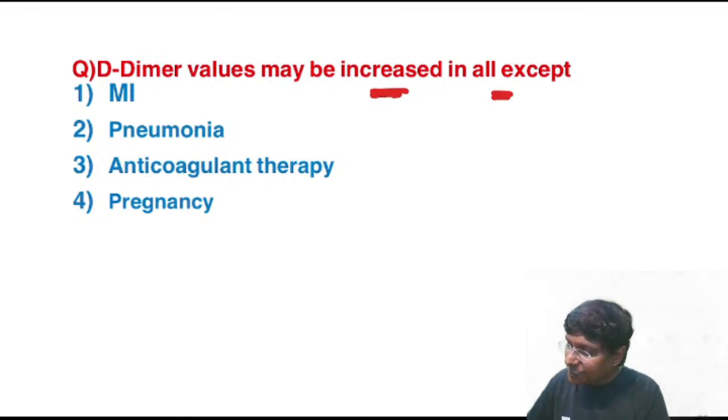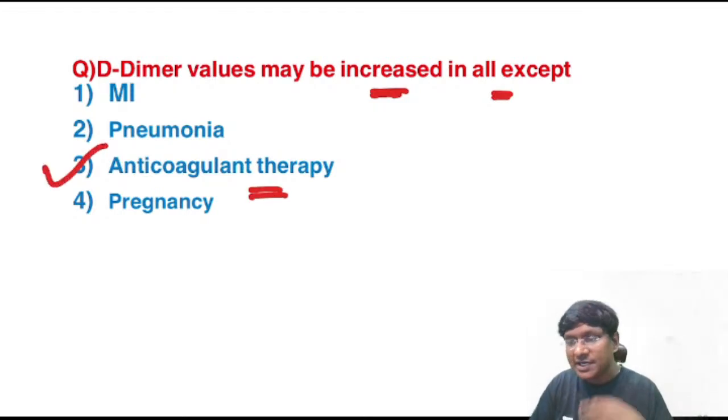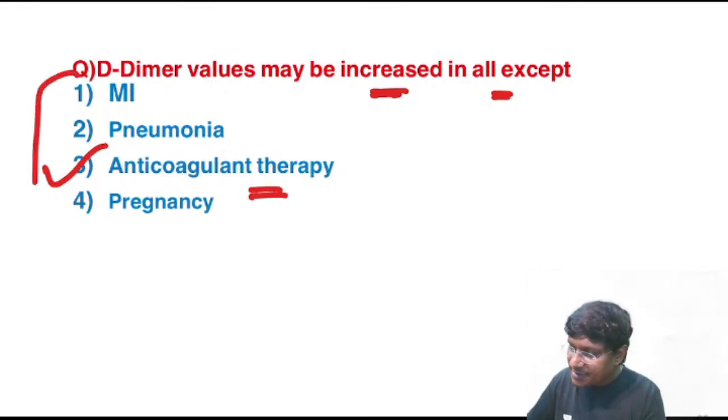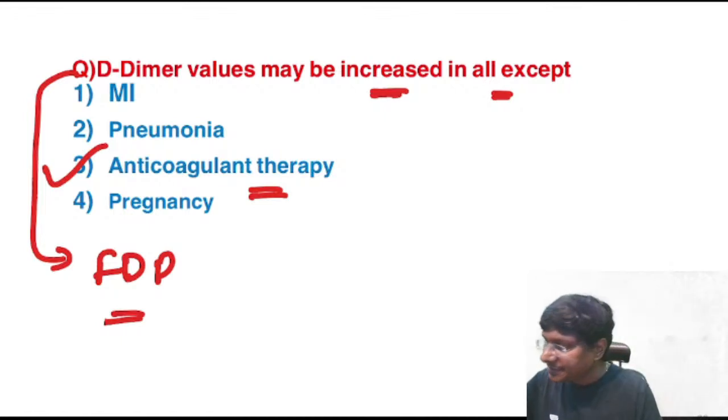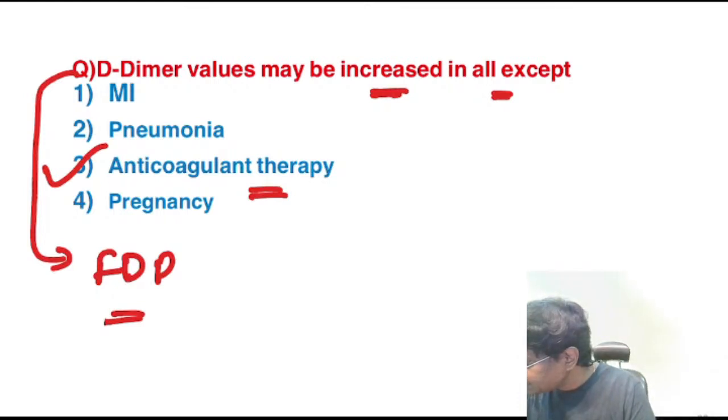So D-dimer value may be increased in all of the following conditions except what? Anticoagulant therapy. See, D-dimer is a fibrin degradation product. So when the patient is on anticoagulant therapy, where is the question of clot formation? Clot formation will not be there. So because there is no clot formation, the D-dimer value will not be elevated when the patient is on anticoagulant therapy. So the answer is 3 here, right? That was actually the question related to pulmonary embolism, which we have already discussed.